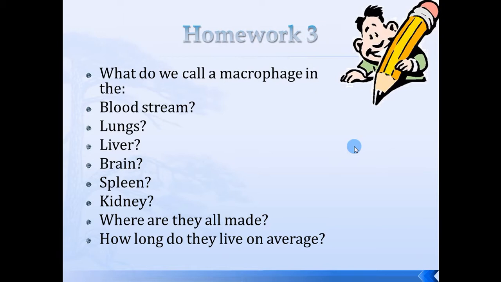When it's activated and moves into tissues, we call it a macrophage. So I kind of already answered this. What we call a macrophage when it's in the bloodstream is called a monocyte. But what are they called, and you can Google this or look it up in your book, when they're in the lungs? What are they called when they're in the liver, or the brain, or the spleen, or the kidney?